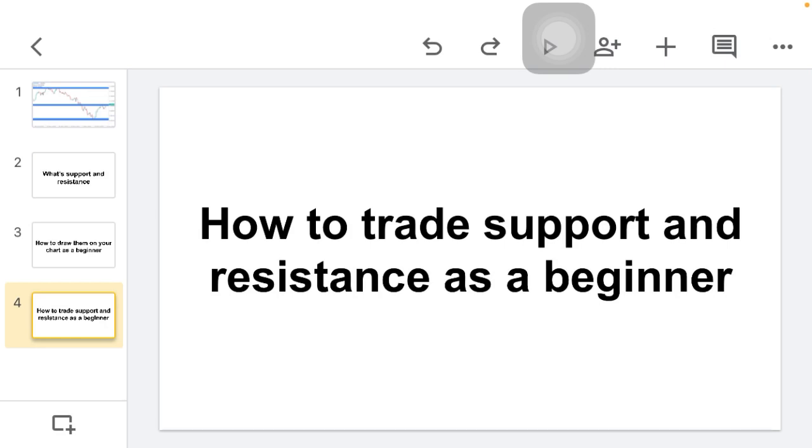Without further ado, let me take you to the live chart. But before I take you to the live chart, let me explain what support and resistance is, so that when we go over to the live chart, you will follow what we'll be doing in the practical aspect of it. So first of all, what is support and what is resistance in trading?